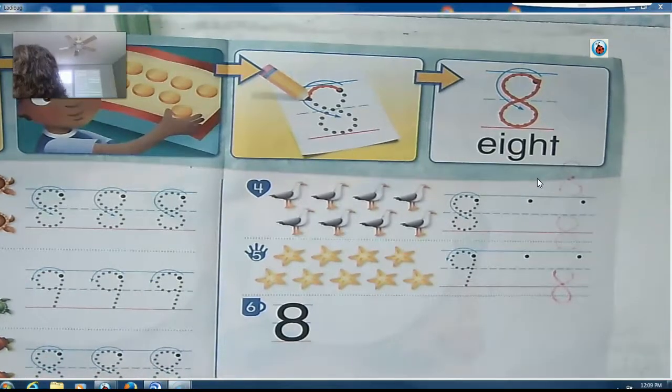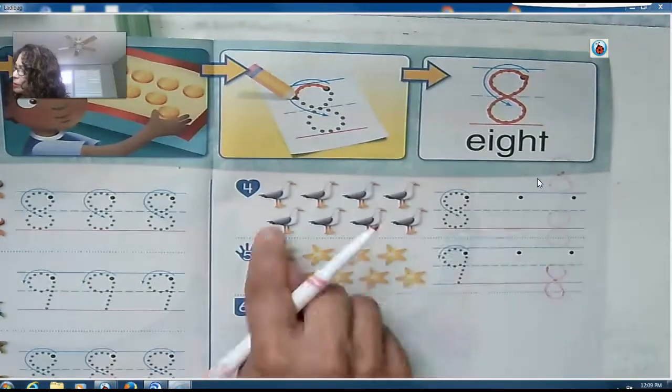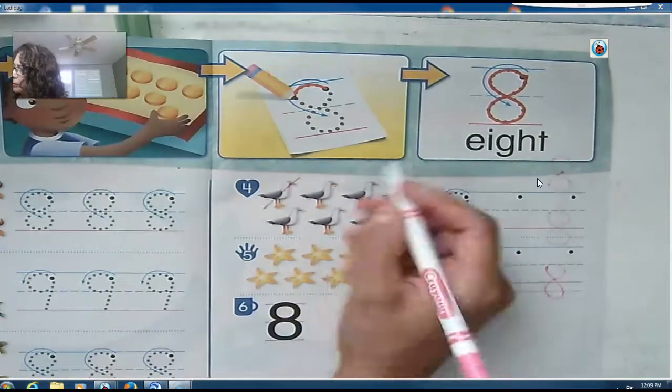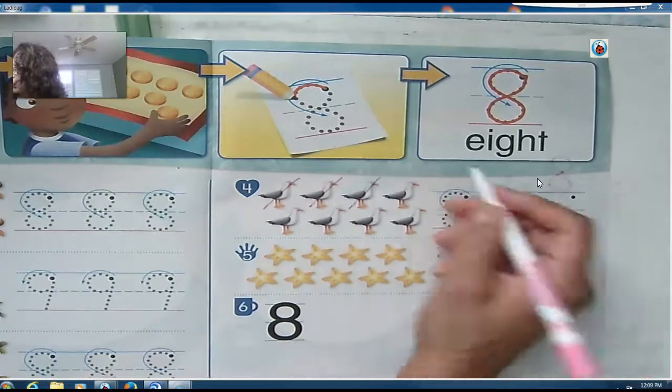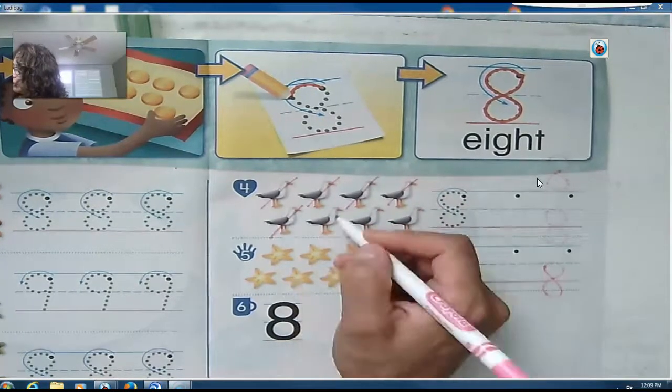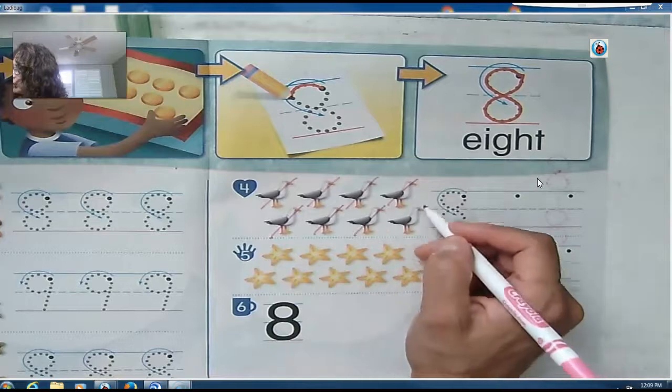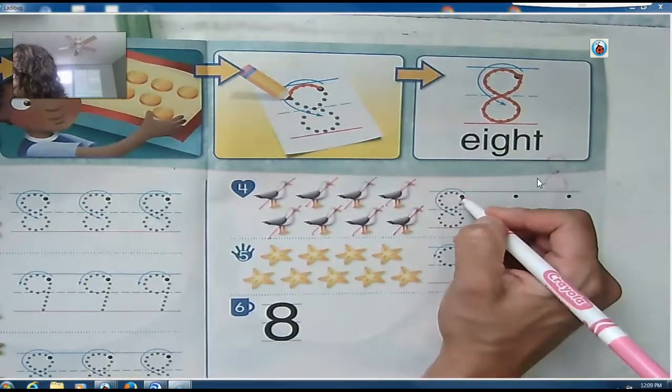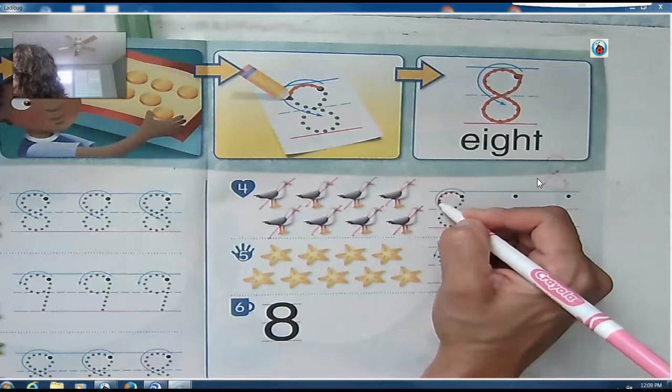So let's go and do number 4. It says, count the sea creatures, then we will practice the number 3 times. So let's count these. Ready? 1, 2, 3, 4, 5, 6, 7, 8. So the 8 seagulls that we saw in the ocean.